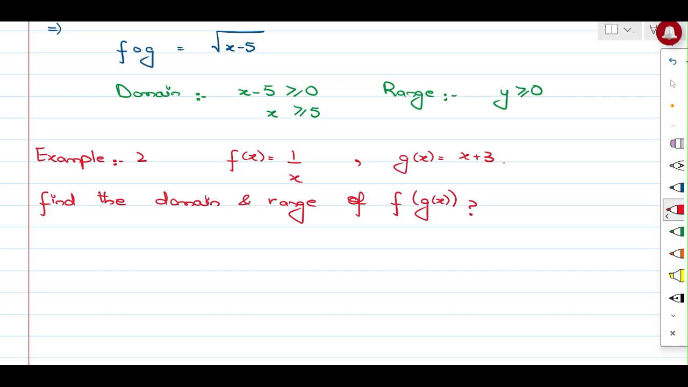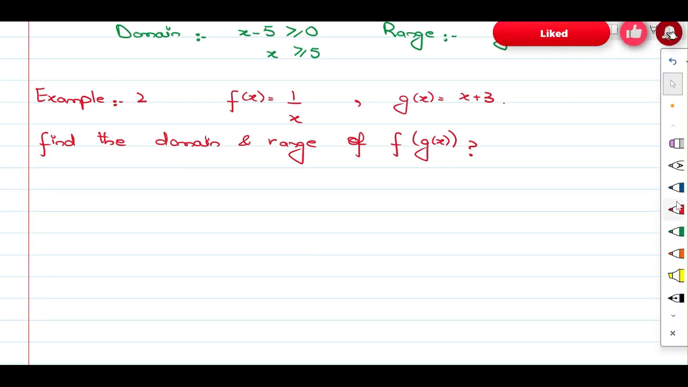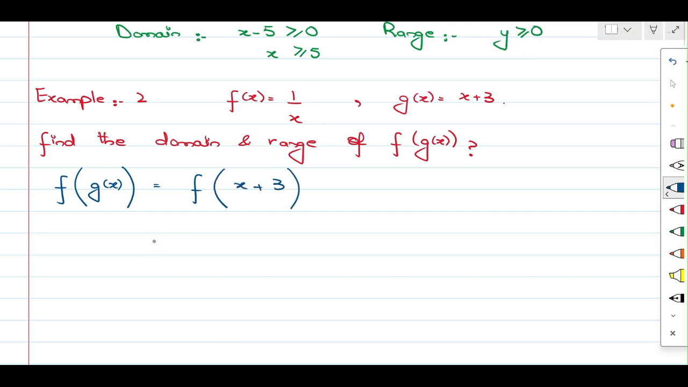Now let me solve for its domain and range. So the first step is to figure out its composition, f of g of x. g of x is x plus 3. Now what is f of x? 1 over x, so we can say 1 over x plus 3. This is the resulting composition function.